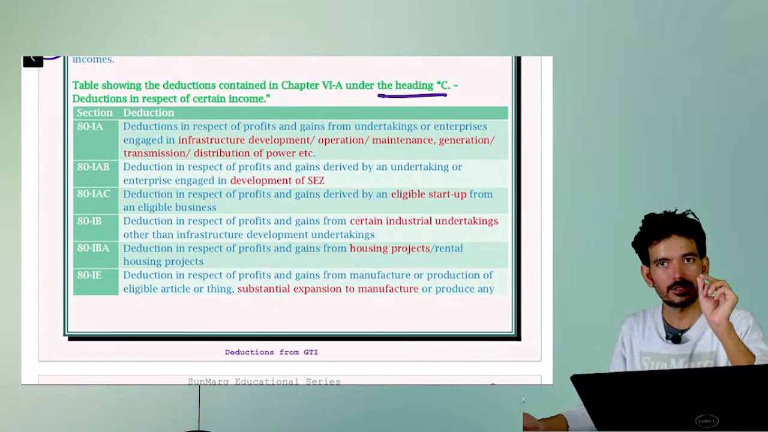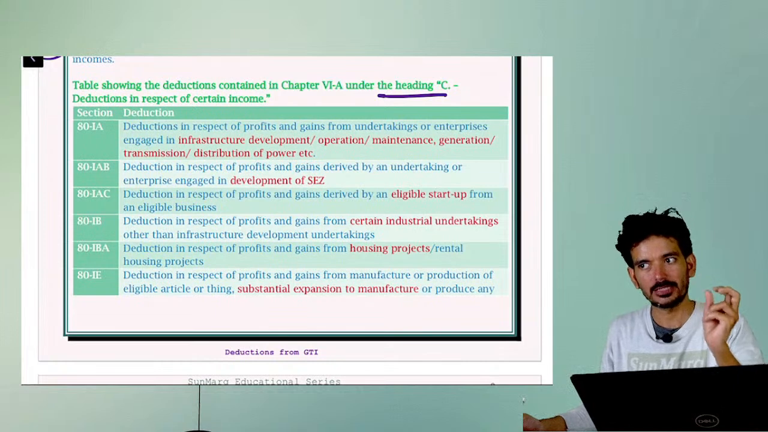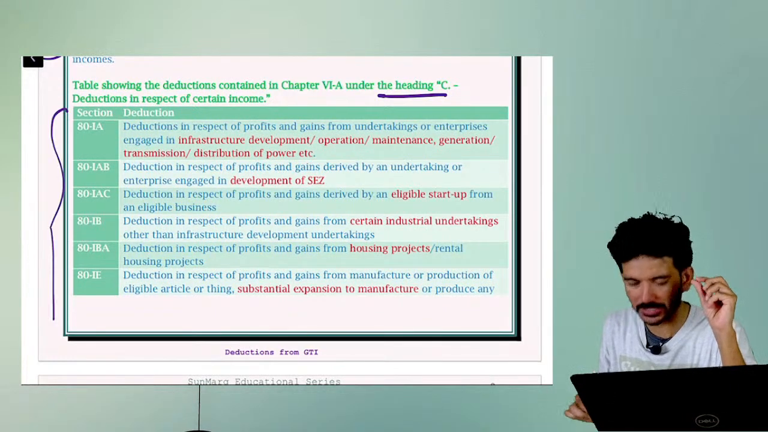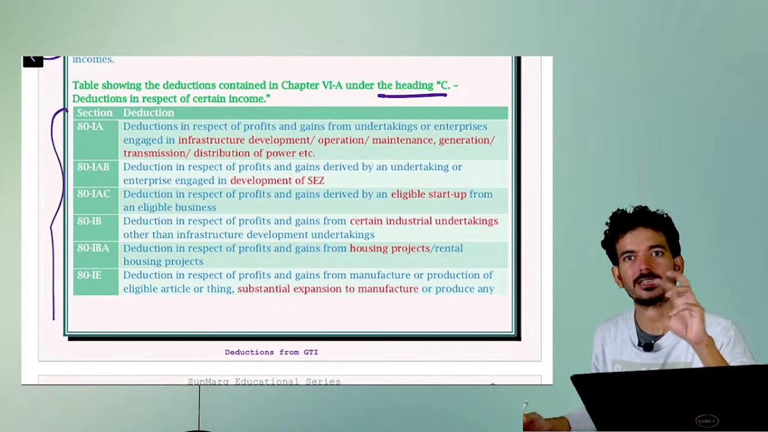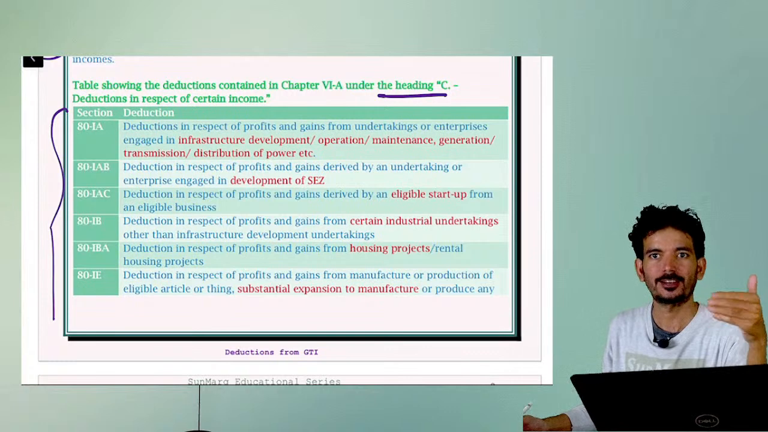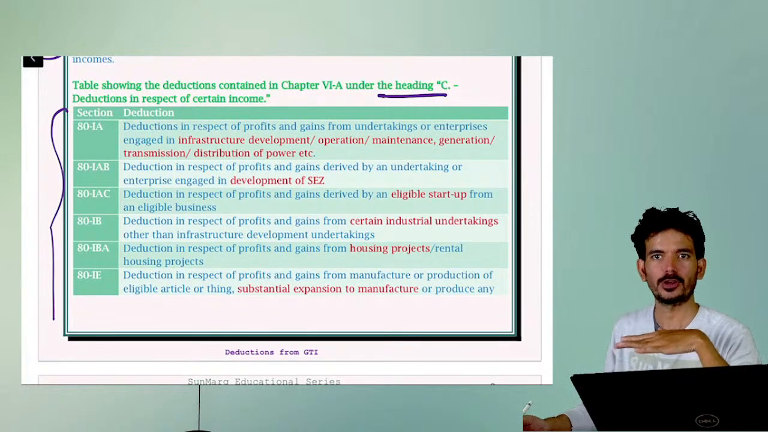Yeah. So now in chapter 6A there is a heading C. Under heading C you will have all these benefits, which are generally applicable for CMA Inter students. It is more applicable, like I have seen their papers, there are more questions based upon this. And for CA Final and CMA Final again this is absolutely necessary.